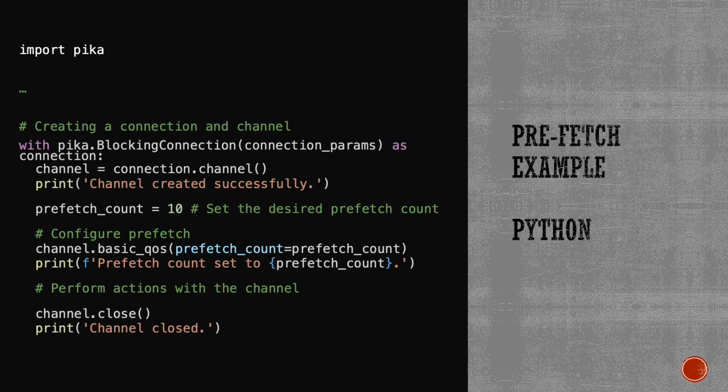Inside the with block, a connection is created using pika.BlockingConnection, and a channel is created using connection.channel. The prefetch_count variable is set to the desired prefetch count. Adjust this value according to your requirements. The channel.basic_qos(prefetch_count=prefetch_count) method is used to configure prefetch. This sets the prefetch count on the channel. You can perform any desired actions with the channel within the with block. Finally, the channel is closed using channel.close.